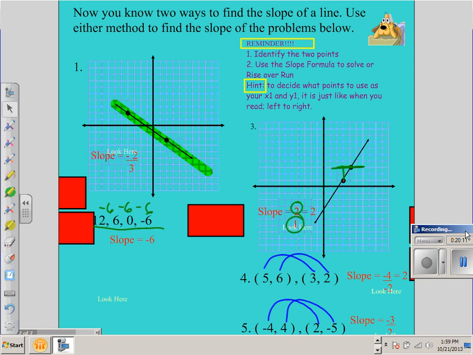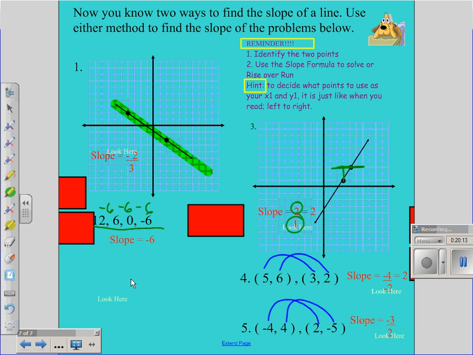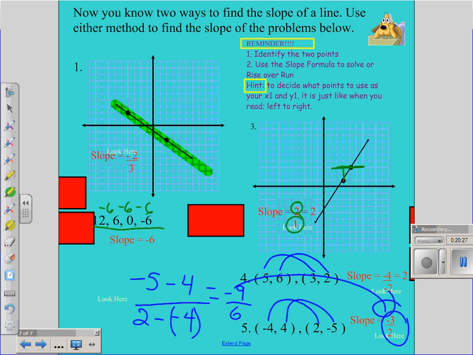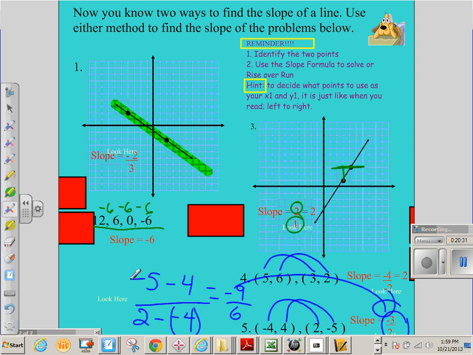What you would do if you're confused on that, you have a negative 5 minus 4, and you have a 2 minus a negative 4. So negative 5 minus 4 equals negative 9, and then 2 plus 4 is 6, and that simplifies down to negative 3/2. And that's going to do it for finding slope with the given different methods.